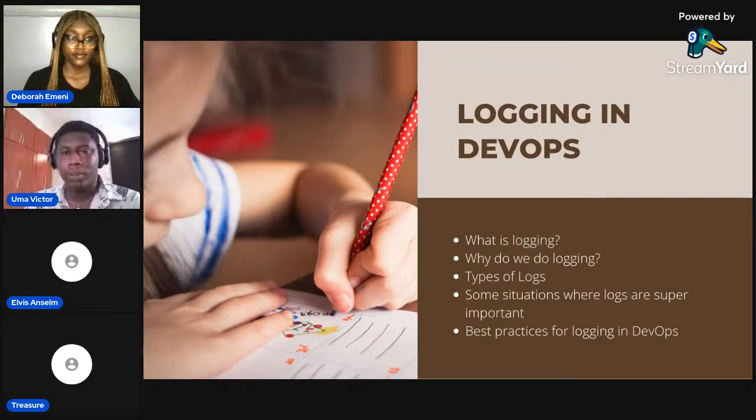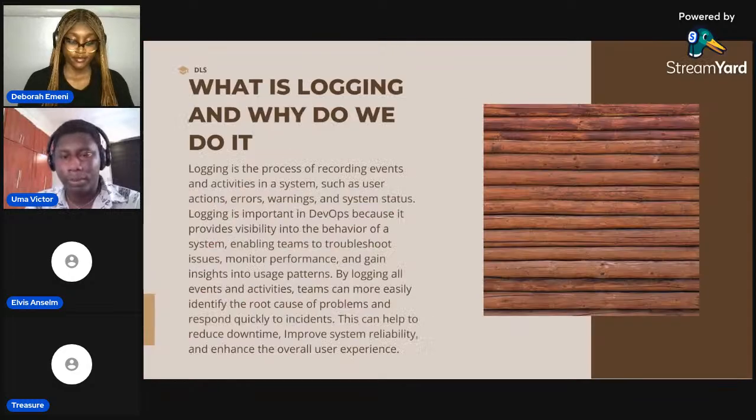So we're going to be talking about monitoring and logging in DevOps. First of all, we're talking about logging in DevOps. We're going to talk about what is logging, why do we do logging, types of logs, some situations where logs are super important, and the best practices during logging.